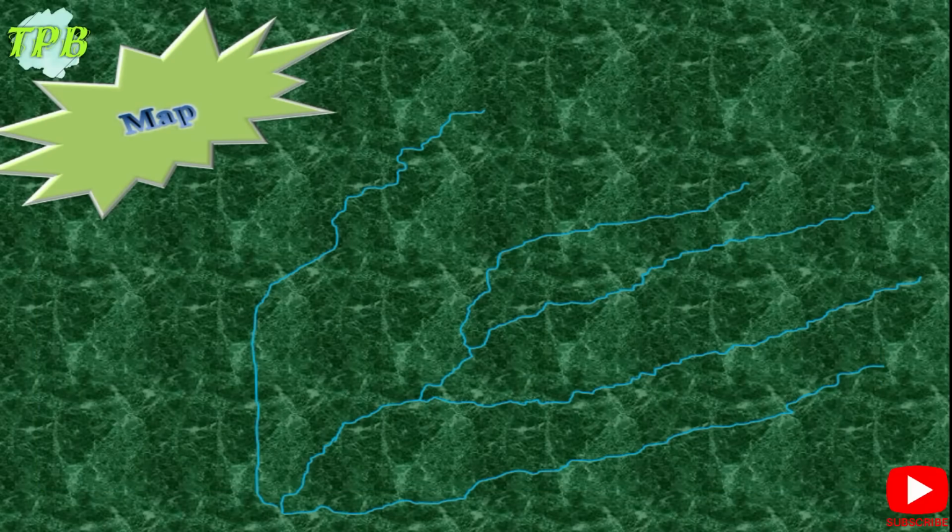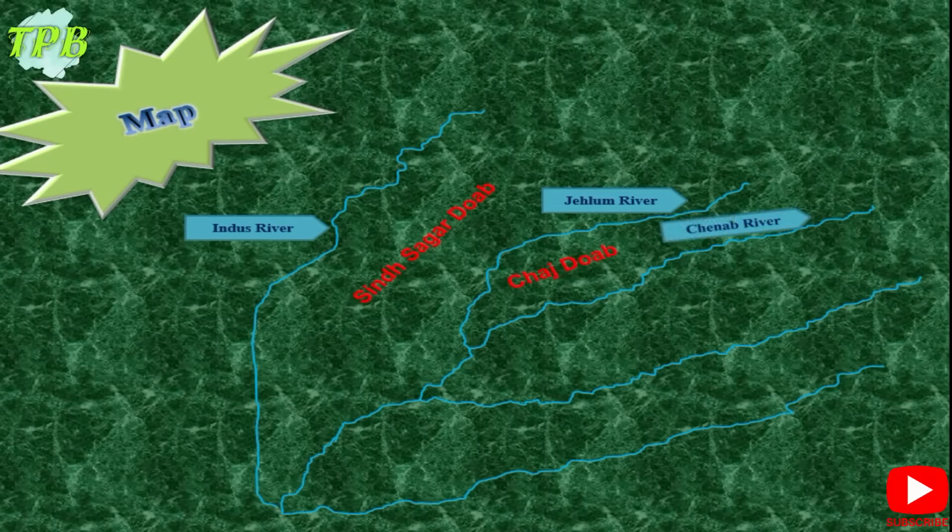Now let's locate these doabs on map. The westernmost doab is Sindh Sagar Doab, located between River Indus and River Jhelum. In the east of Sindh Sagar Doab, we have Chaj Doab, which is located between River Jhelum and River Chenab. In the east of Chaj Doab, we have Rachna Doab, located between River Chenab and River Ravi. And the most eastern doab is Bari Doab, located between River Ravi and Sutlej River.